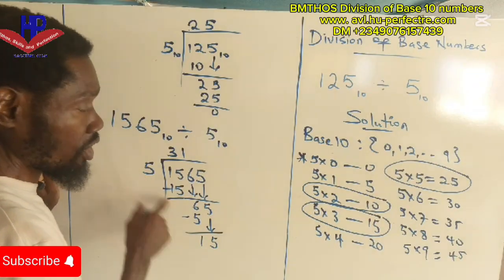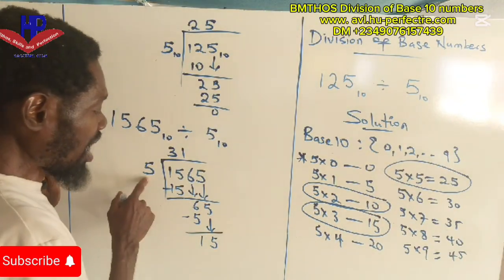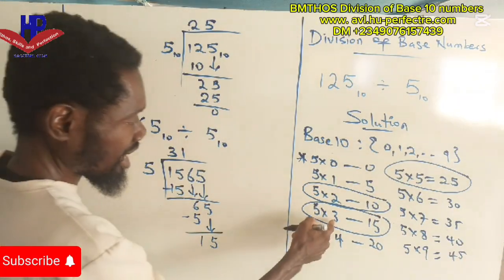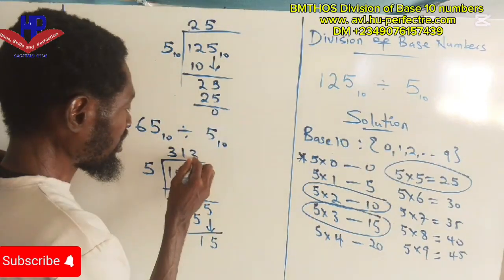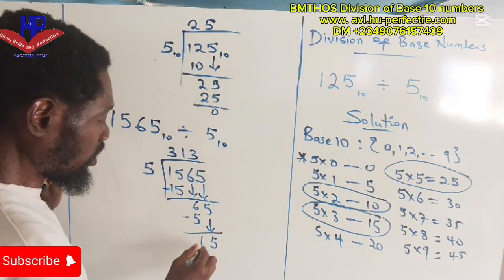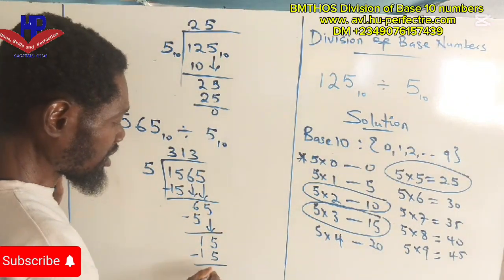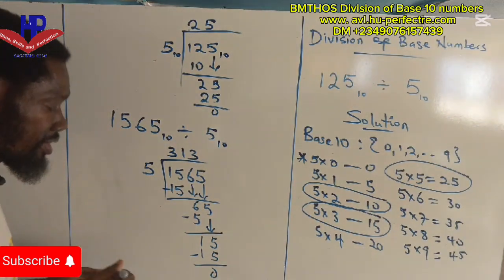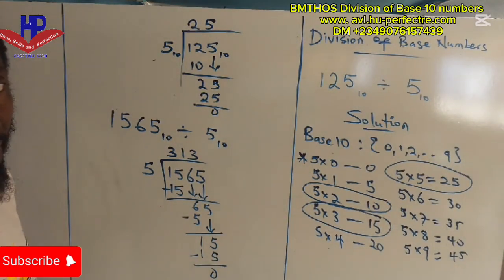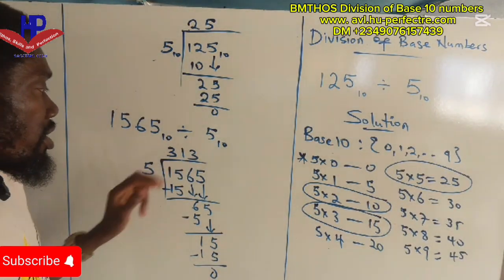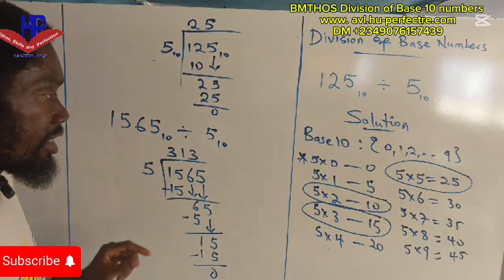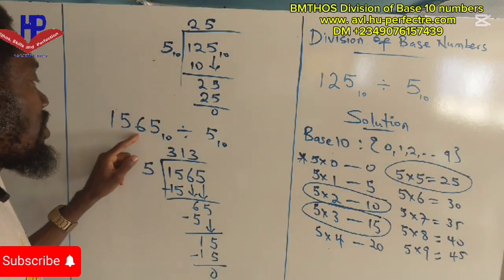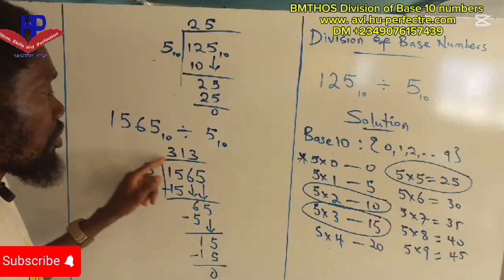Then 5 cannot go into 1, but 5 can go into 15. And that number is 3 that gave us 15. So I'll put a 3. That will give us 15. Subtract, that is 0. So you can see that our answer is 313. So if you divide 1565 by 5, your answer will be 313.